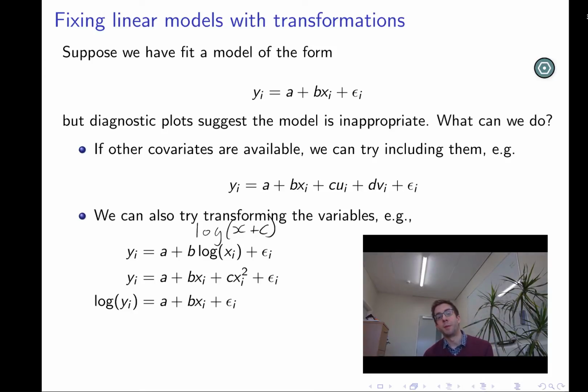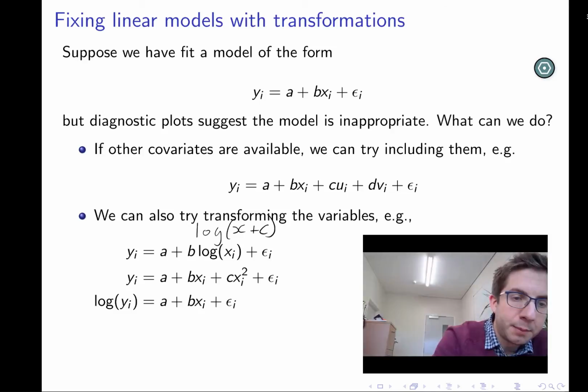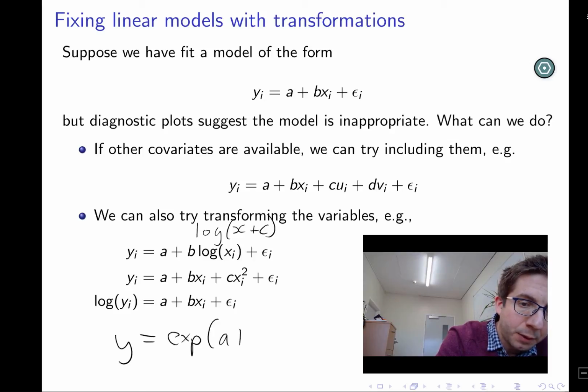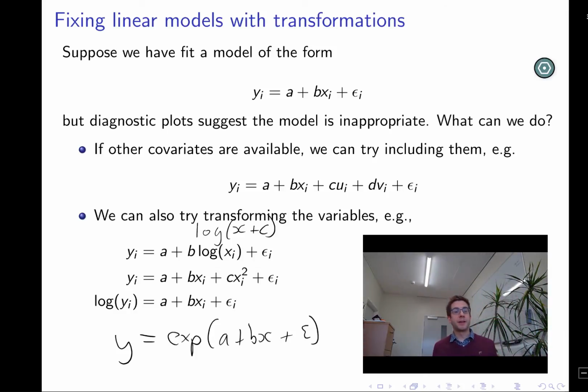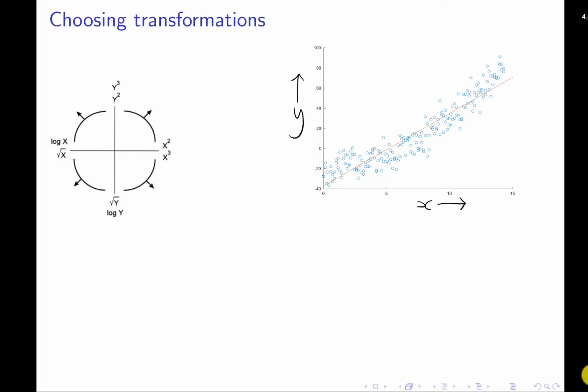The other option is to try transforming the y variables. So, for example, log of y is a plus bx plus an error too. And this, of course, is equivalent to fitting the model y is e to the power a plus bx plus epsilon. And notice again that it's still a linear model because a and b are only there in linear combinations. So how do we choose which transformations to try?